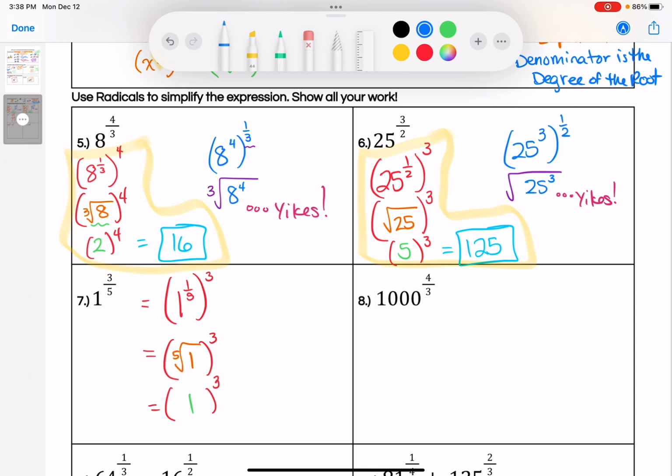1 to the 3rd power, 1 times 1 times 1 is 1. That was a tricky one. But people tend to forget about the square roots or the 5th roots or the 12th roots of 1. Any 1 times itself, however many times, is still 1. So don't freak out about that.